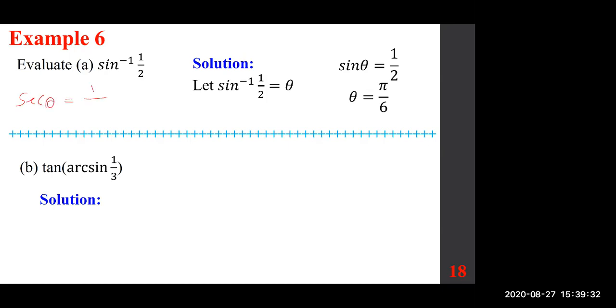Secant theta is 1 over cosine theta. Everybody remembers that. Cosecant theta is 1 over sine theta. Cotangent theta is 1 over tan theta. So those are some basics that we know, okay? And I will give you more basics as we come across them, okay?